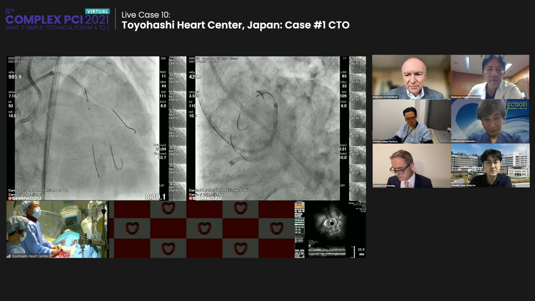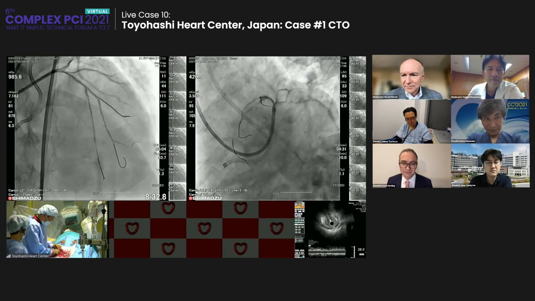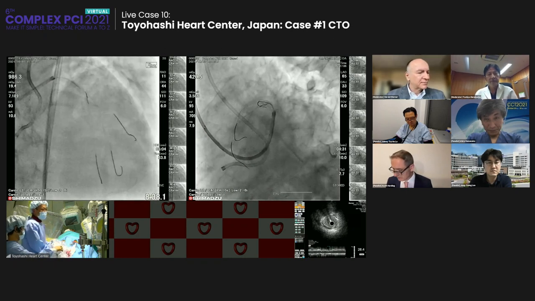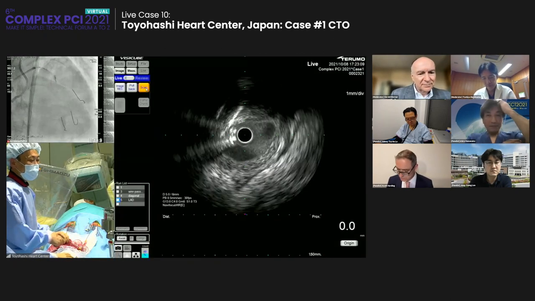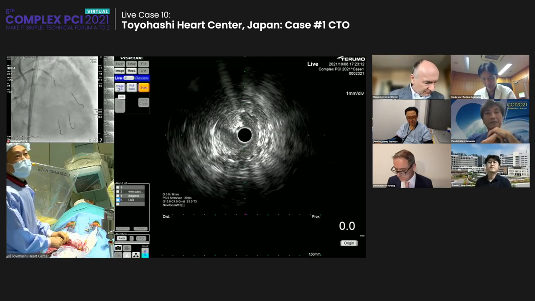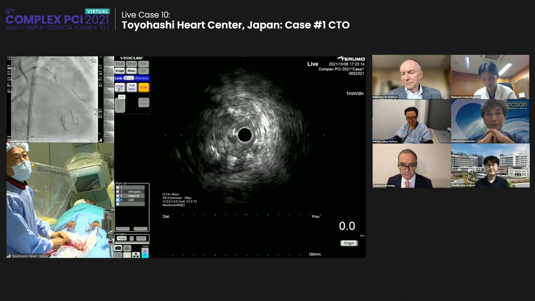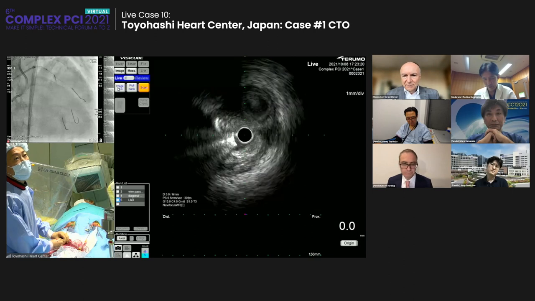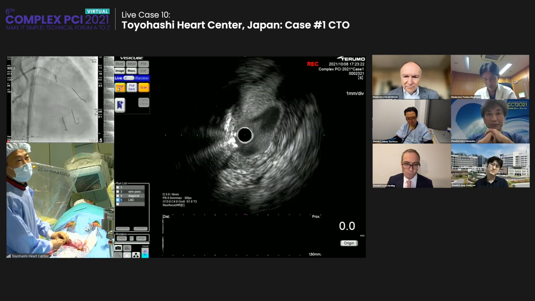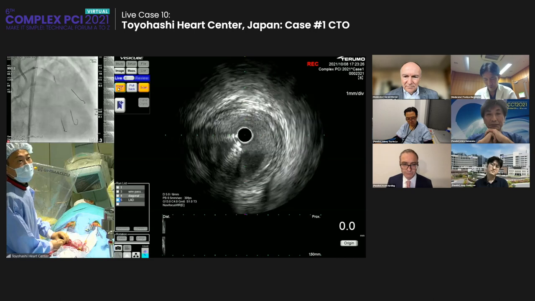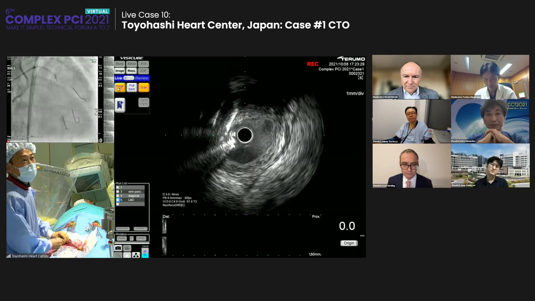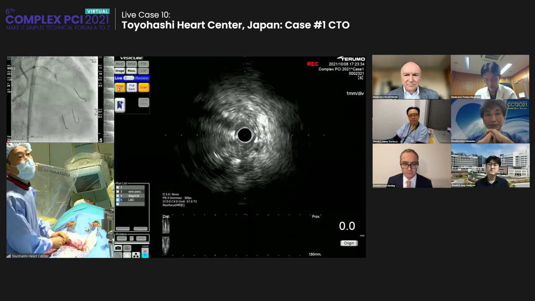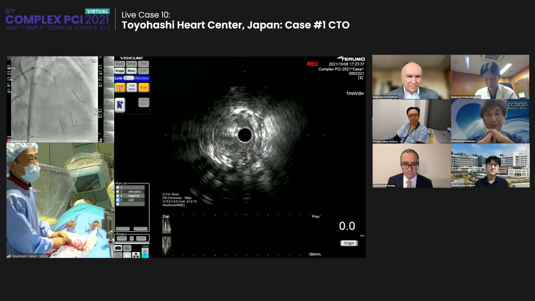What does the IVUS tell us? This is very difficult. Well, I can show you just the distal LAD. Just the LAD is not covered by the stents. But of course, plaque continues to the left main. Maybe we need to cover all of the regions, from the left main to the distal LAD.